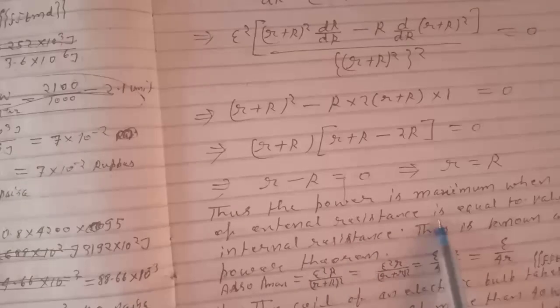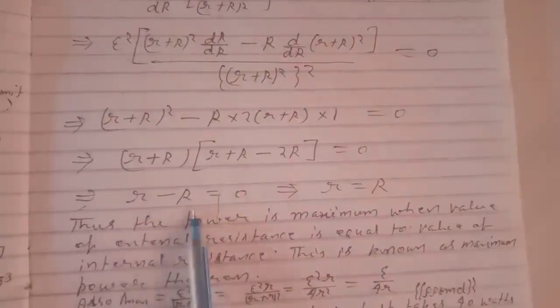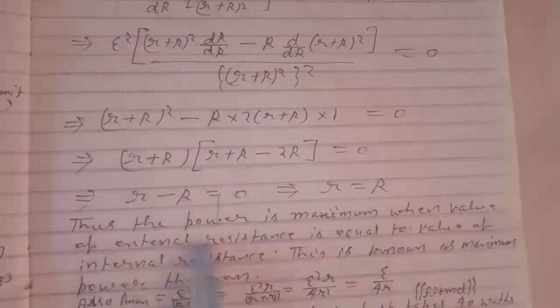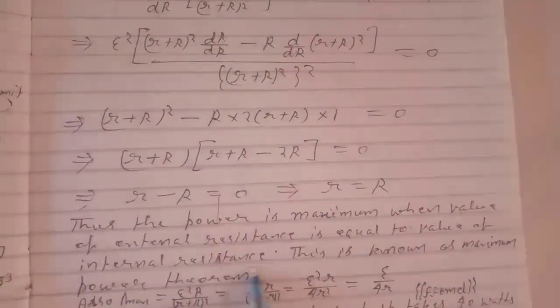Thus the power is maximum when the value of external resistance is equal to the value of internal resistance. This is known as the maximum power theorem.